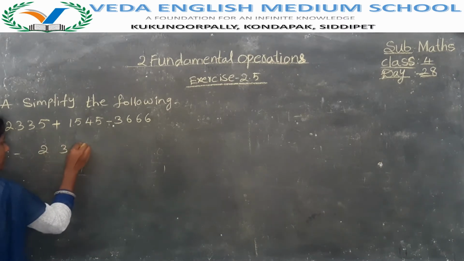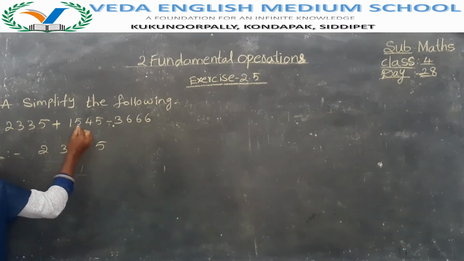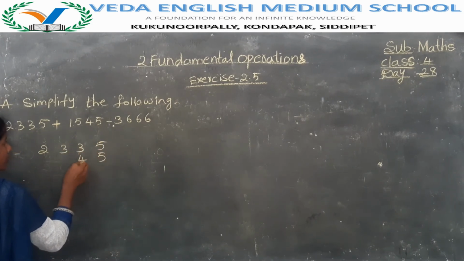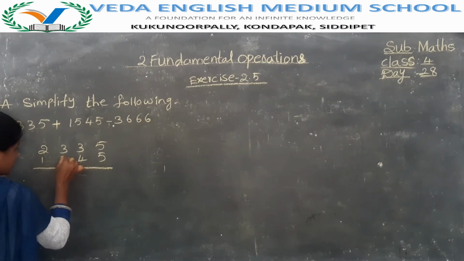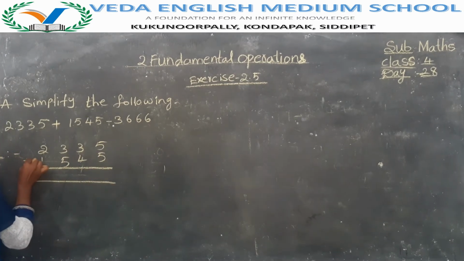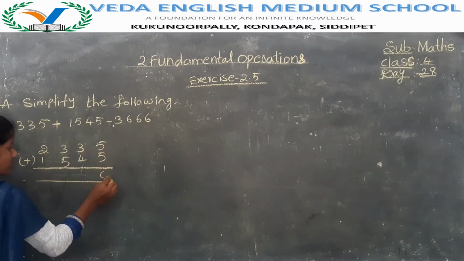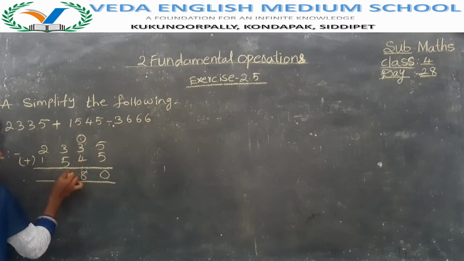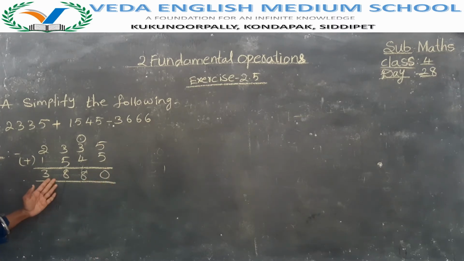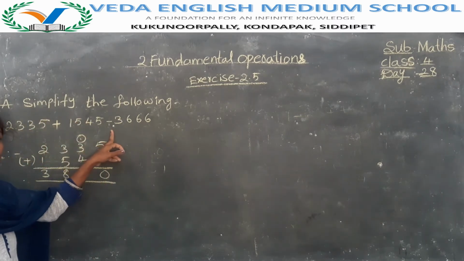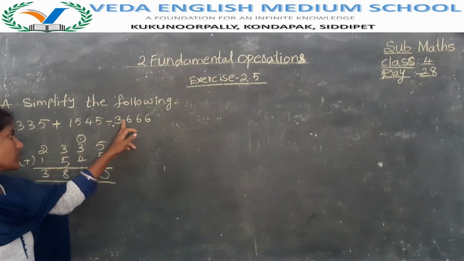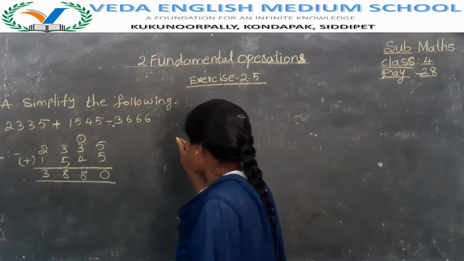2, 3, 3, 5. Now 1545 we have to write from right side to left side. Now 5, 4, 5, 1. Then add these two. 5 plus 5 is 10, 0 here, 1 will be carry. 3 plus 1 is 4, 4 plus 4 is 8. 5 plus 3 is 8. 2 plus 1 is 3. 3880. From this 3880, we have to subtract. Why do we have to subtract? Because here we have a subtraction symbol, so we have to subtract. How much we have to subtract? 3666. Now write this number here.